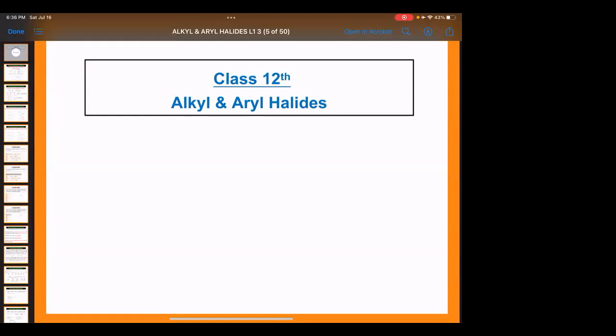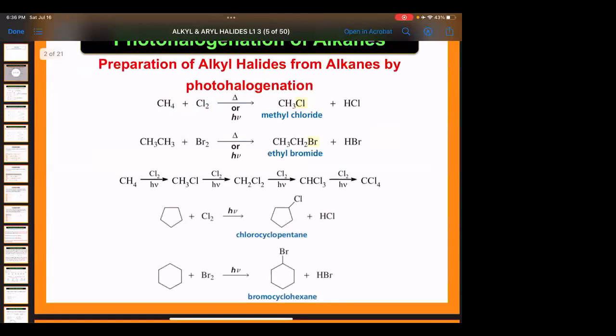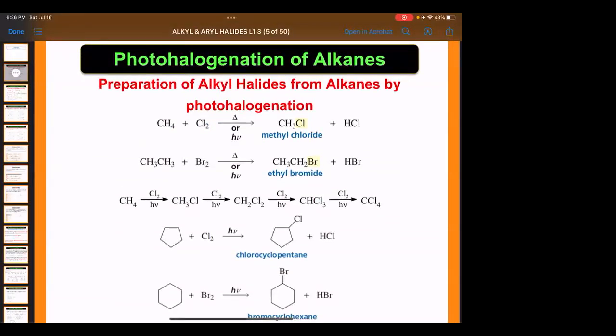So let's start with the preparation. Tell me, how do we prepare them? Preparation is from alkanes. So the first and foremost thing is alkane. How do we prepare them from alkanes? What is the way to prepare them from alkanes? Yeah, Krishna. Sir, in the presence of light.